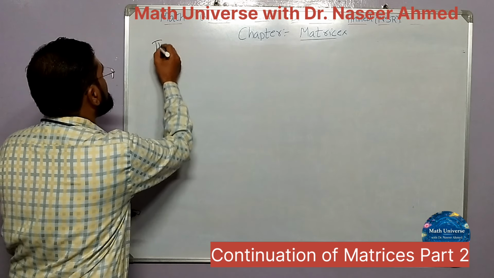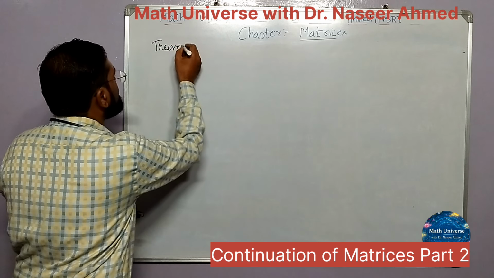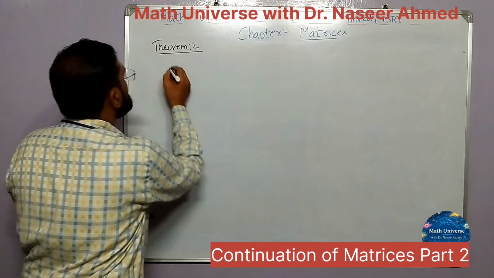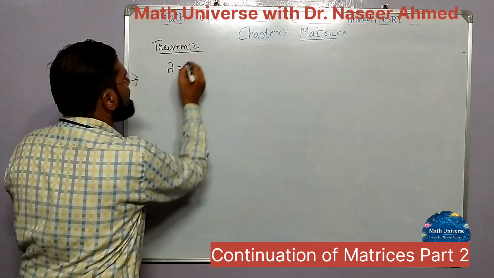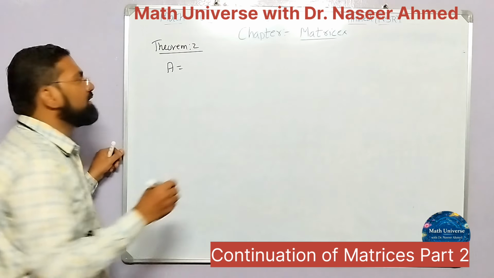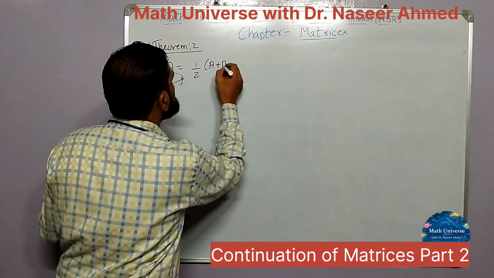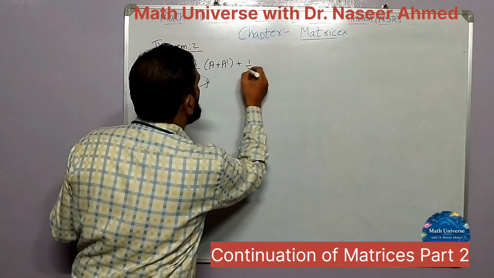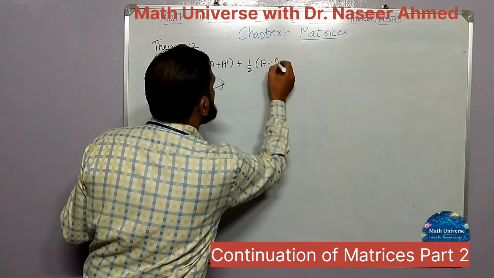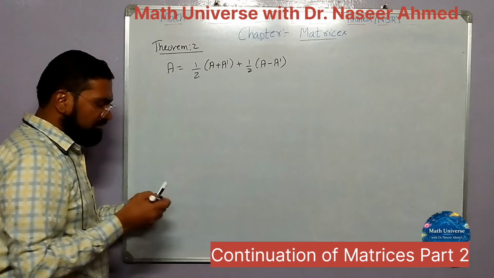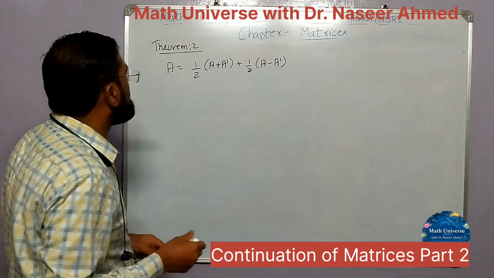Which says, theorem number 2, that every square matrix A can be expressed as sum of symmetric and skew symmetric matrix, that is half of A plus A transpose plus half of A minus A transpose. As we want to cover the concept, proof is not required for this.